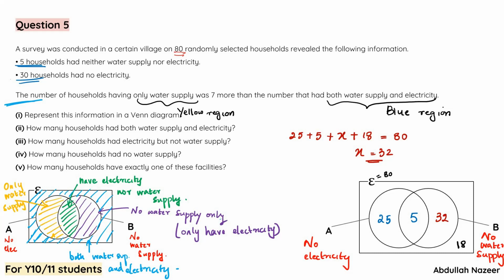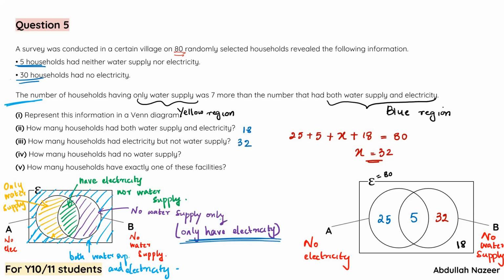Now let's go ahead and answer the questions. How many households had both water supply and electricity? So that's basically the blue region, having both water supply and electricity, and that's 18. The next question says, how many households had electricity but no water supply? So having electricity but no water supply is the same as saying having only electricity, right? Having only electricity but no water supply. So that's basically the purple region, which is 32.